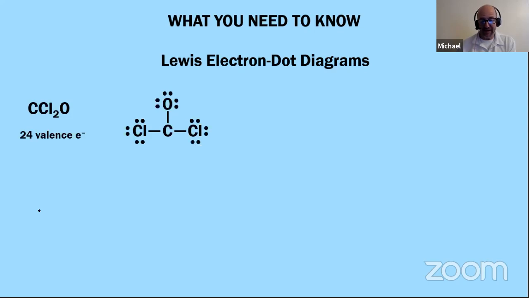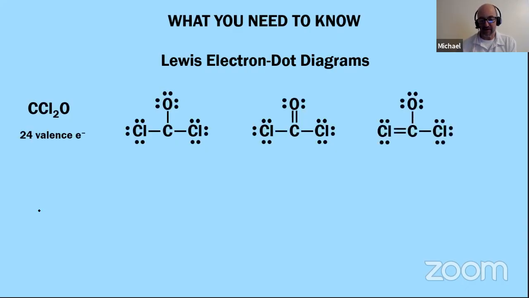At some point, I'm going to get to 24. And I think I have finally arrived at 24. So I have 24 electrons. However, the carbon does not have a full octet. Now, this is a little bit of a dilemma because I could make a double bond between the carbon and the oxygen, or I could make a double bond between the carbon and the chlorine.